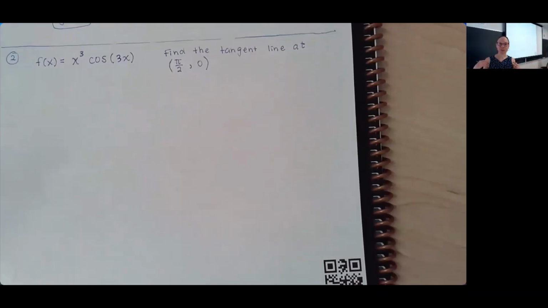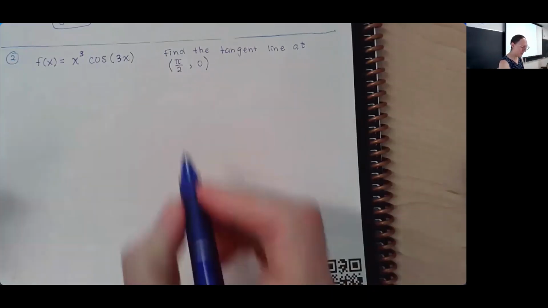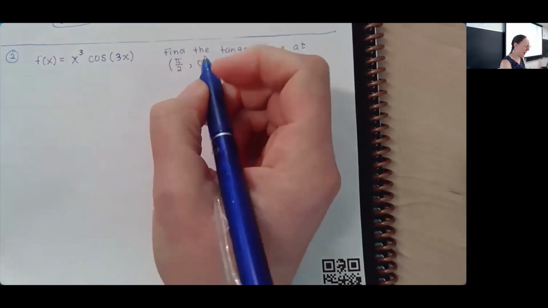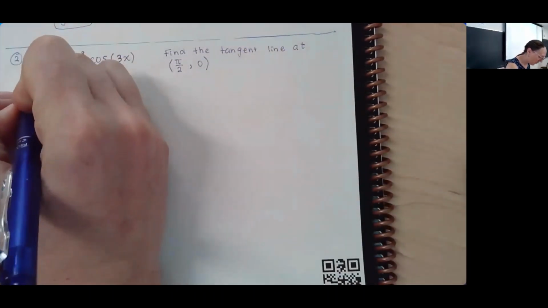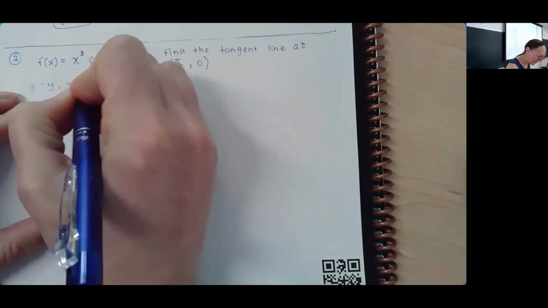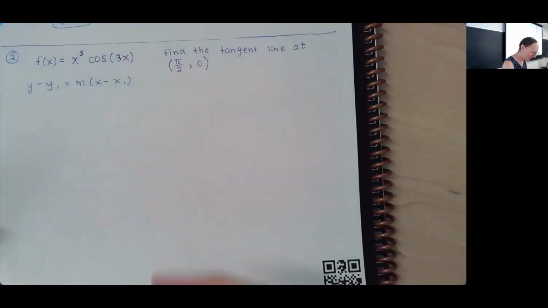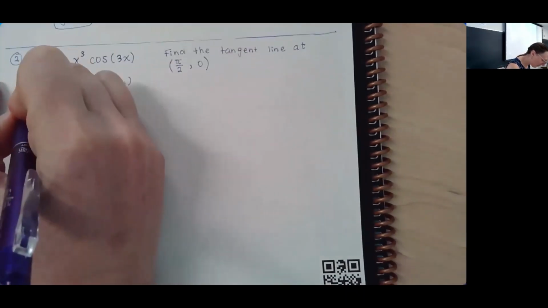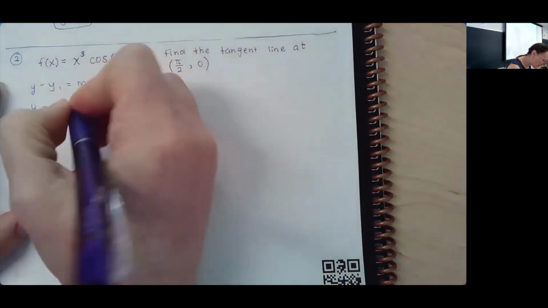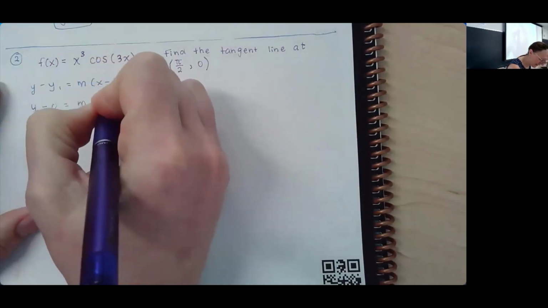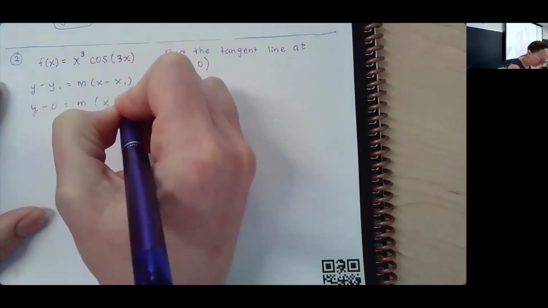So the first thing that I would do, because I always want partial credit, and if I run out of time working the problem, I at least want someone to know I know what it looks like to have a tangent line and to plug in a point. So I'm going to go ahead and write my y minus y1 equals m times x minus x1. And I'm going to go ahead and plug in that point. So I would have y minus 0 is equal to m times x minus pi over 2.